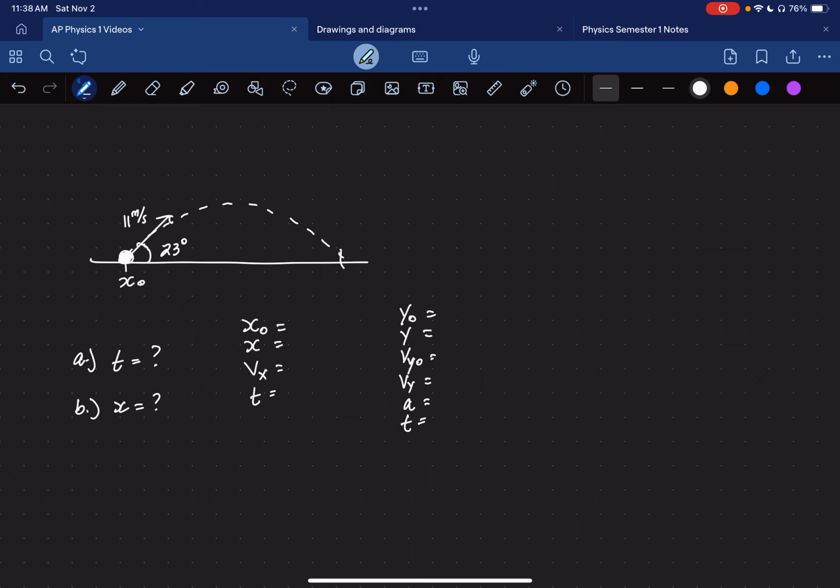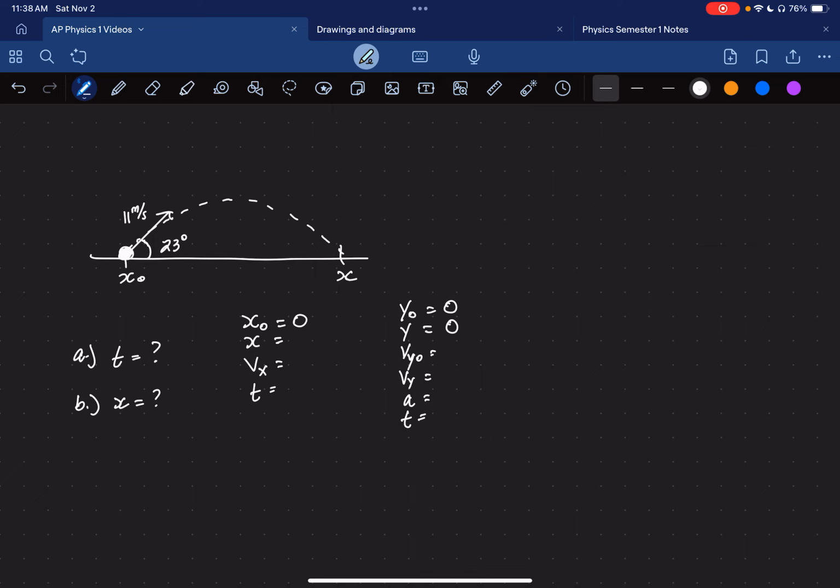So this is x naught, what is x over here? And we want to know how much time it takes to land over here. Cool, so let's put 0 for x naught. And let's just talk about the heights real quick. The initial height is the ground, which is 0. The final height of the soccer ball is the ground, which is 0. Now let's talk about the velocity. Oh, and we can put a as negative 10.